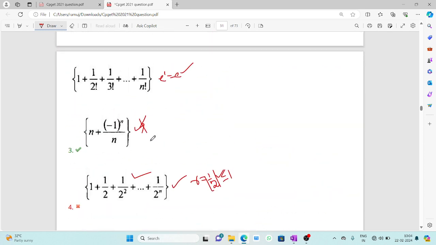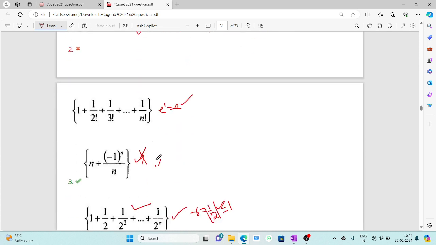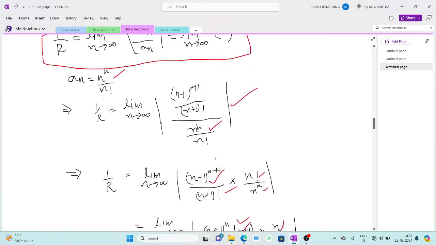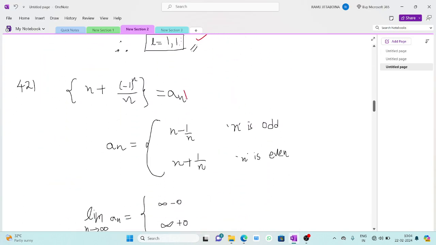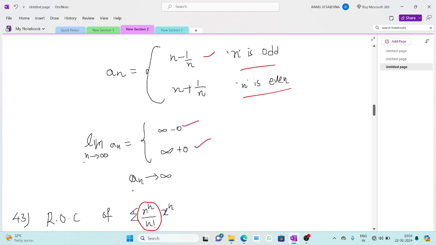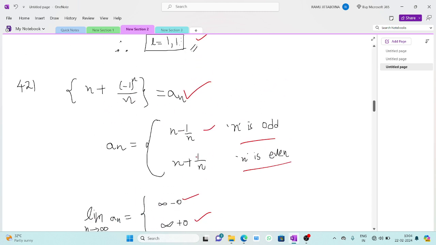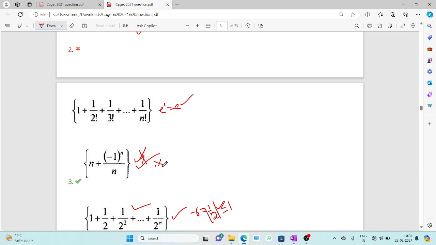See, from the previous question also, I solved the 42nd one, that the third option is not a Cauchy sequence. Here I just consider it as a_n. So a_n is, whenever n is odd, I get (n-1)/n, because the series terms go that way, and when n is even I get (n+1)/n. So if I apply the limit, both go to infinity. So the sequence is not convergent, (-1)^n by n. So we can say that it is not convergent, which means it is not a Cauchy sequence. So that way we can prove this is not a Cauchy sequence.